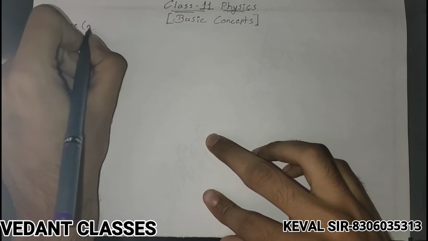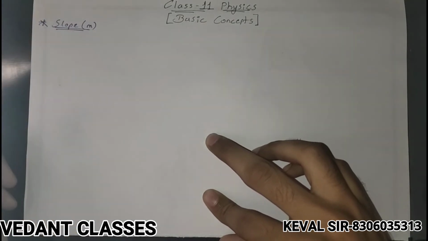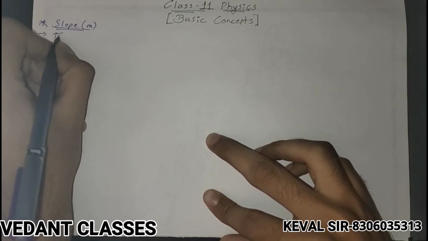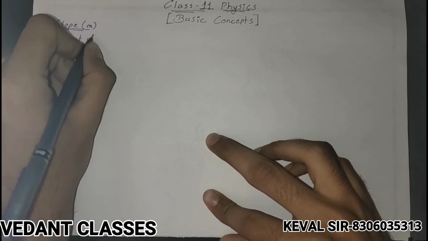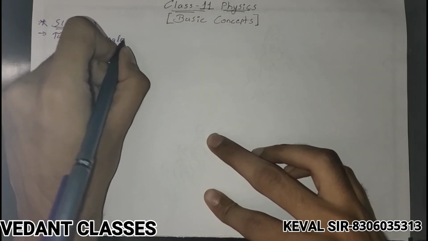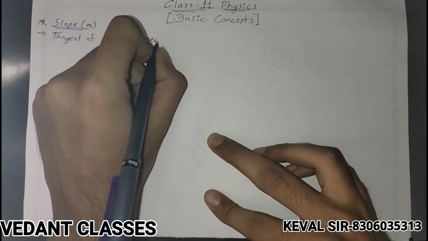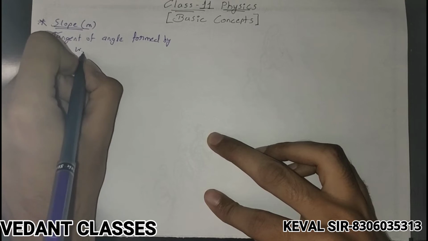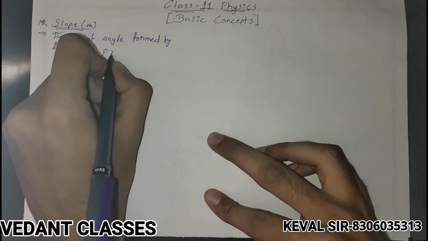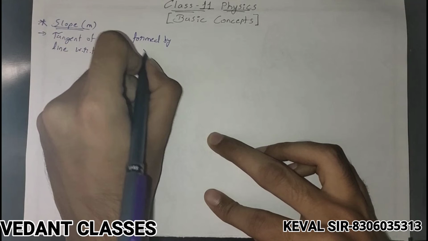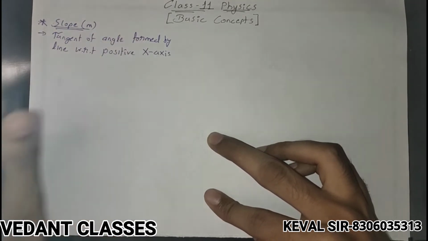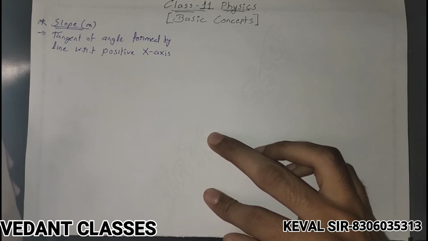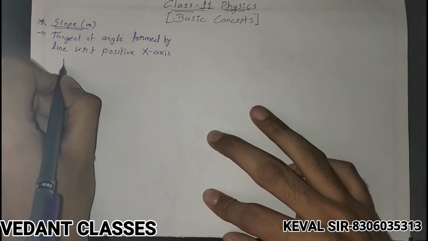See, the notation for the slope is small m. Okay, how can we define the slope? Slope is the tangent of the angle formed by a line with respect to the positive x-axis. This is the very basic definition of the slope. Okay, it is the tangent of the angle formed by a line with respect to the positive x-axis.